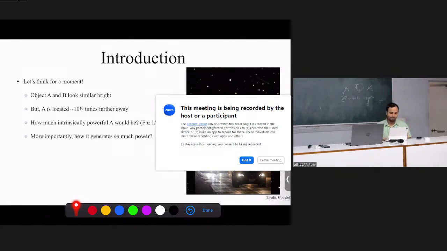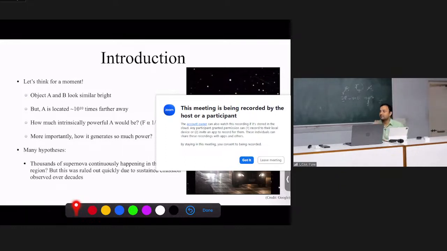Then you will find out that the luminosity of object A is unimaginably larger compared to object B. So once you realize this, the next question comes: how is it generating so much power? It's not a joke. If I told you about the sun, it emits radiation via nuclear fusion. Nuclear fusion will emit some energy. That's what we see in object B. This is nuclear fusion. But in object A, what is going on?